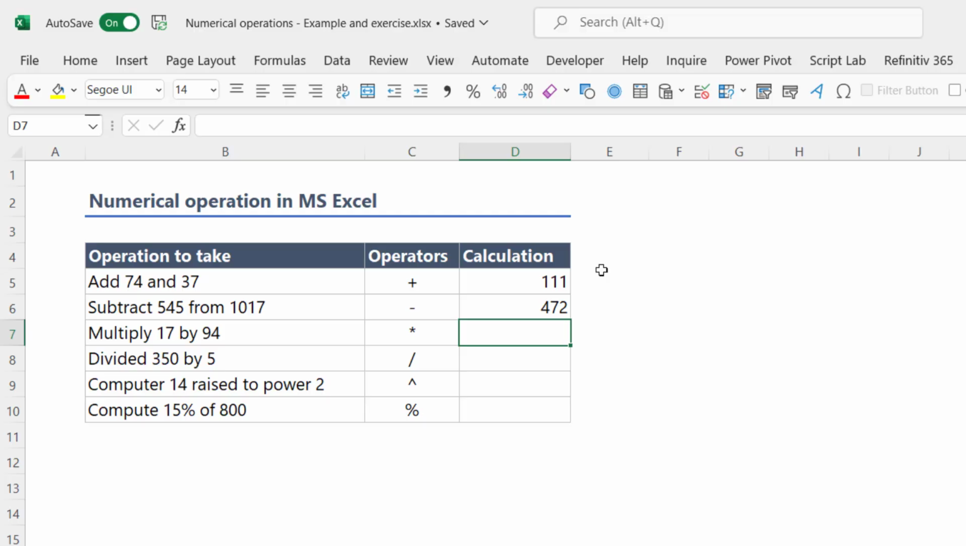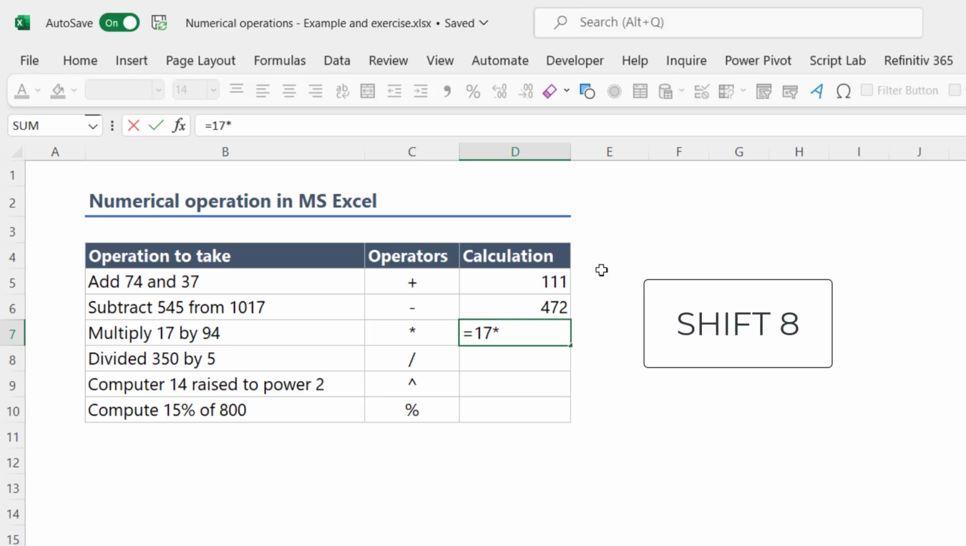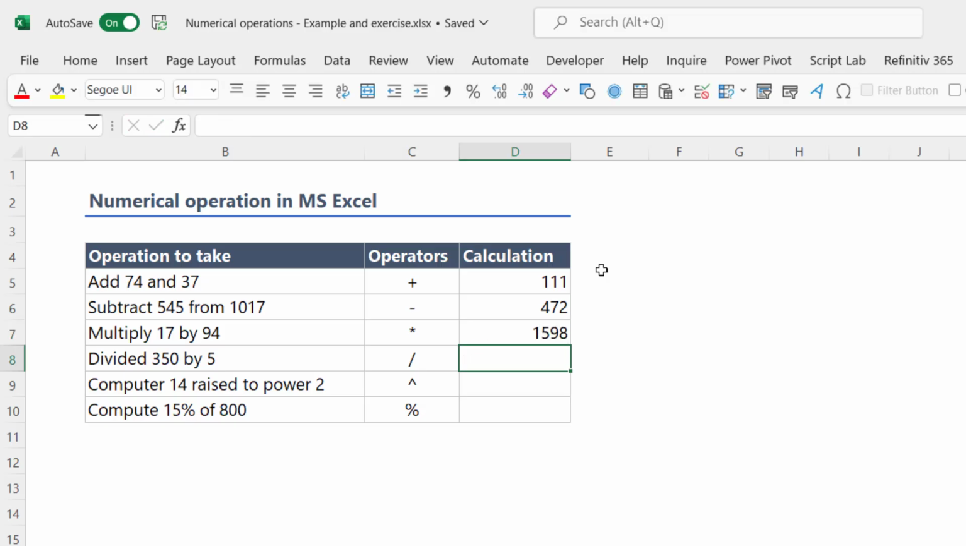Now let's come to multiplication. If I have to multiply 17 with 94, the sign for multiplication is asterisk, which is shift 8. So equals 17, the asterisk sign is shift 8, press that. If you have a separate numerical keyboard, there is an asterisk sign in it, and multiply it with 94. Now this is going to give me the answer as 1598.